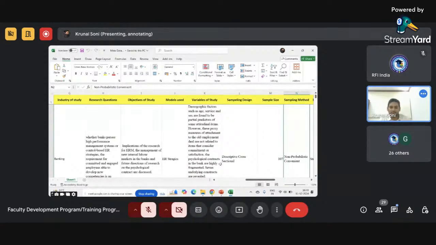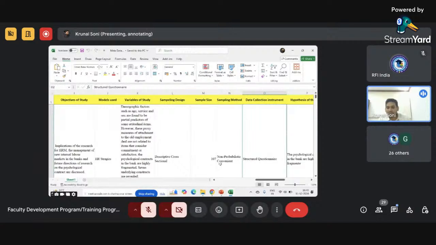Sampling method, the types of method through which the data collection has been done. So this is non-probabilistic convenience. That means the person to whom you are taking the responses, you have already taken those samples to be well informed, the person who is well experienced, because you are not trying to take any random samples, but only from those people who already have an idea about the topic on which you are doing the research. That's where the non-probabilistic convenience sampling can be worked out. Data collection through structured questionnaire.